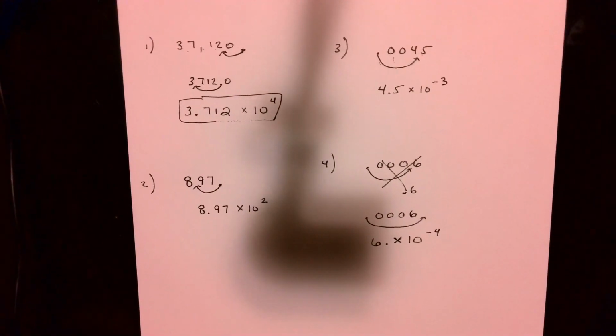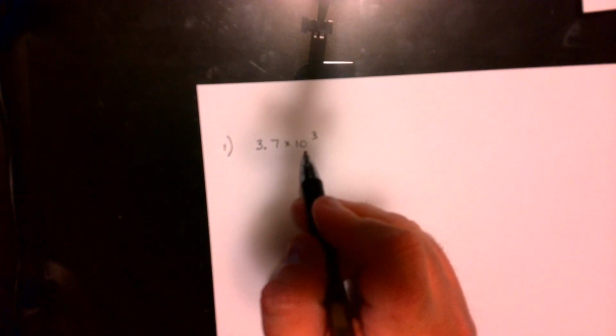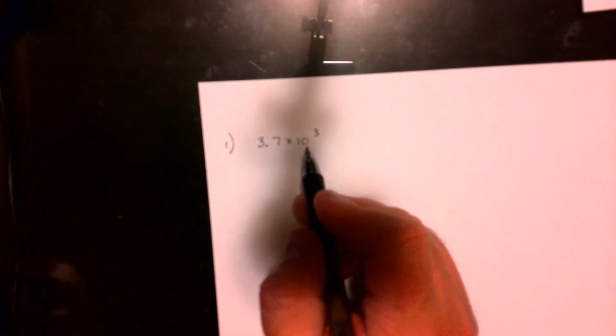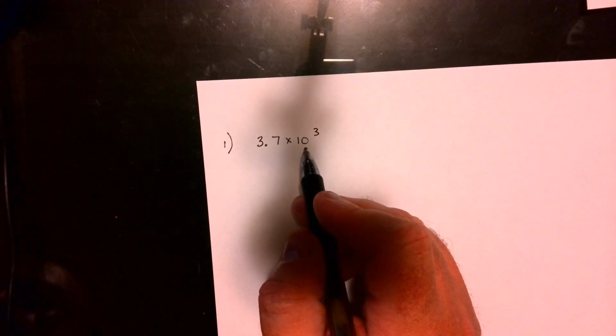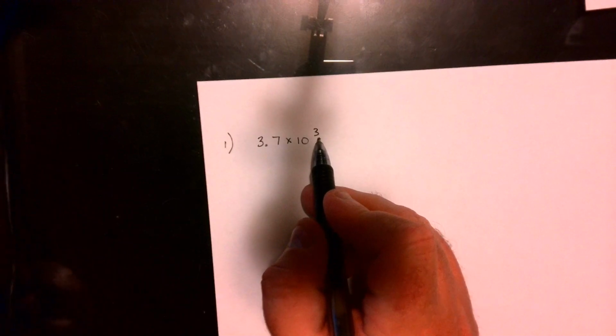Okay, that's standard form of scientific notation. We also looked at going the other direction. So if I had a number, 3.7 times 10 to the 3rd, a number already given to me in scientific notation, can we convert this back to standard form?